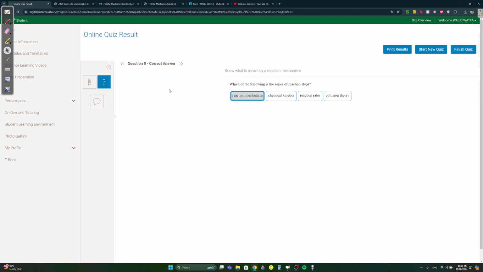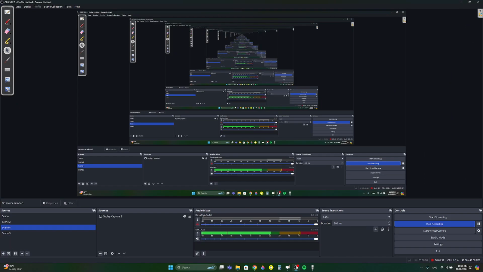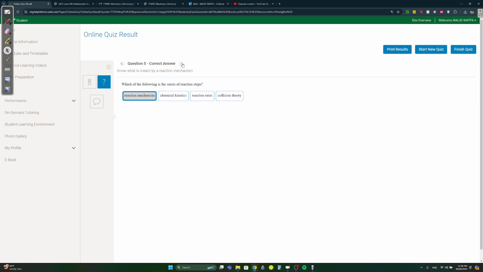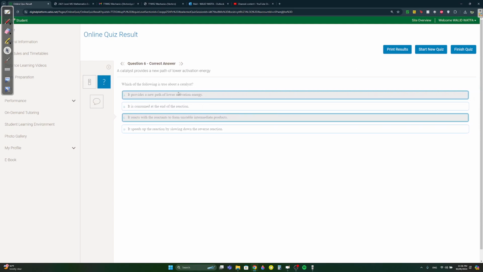Question 5. Which of the following is a series of reaction steps? It is called reaction mechanism. Which of the following is true about a catalyst? I got this one wrong because I didn't put this. Obviously, it provides a new path of lower activation energy. It consumes? Of course not. What the catalyst does, it goes into the reaction. It provides newer paths with lower activation energy.